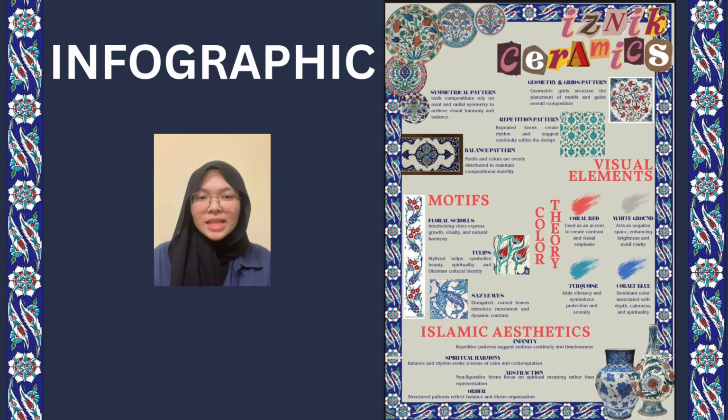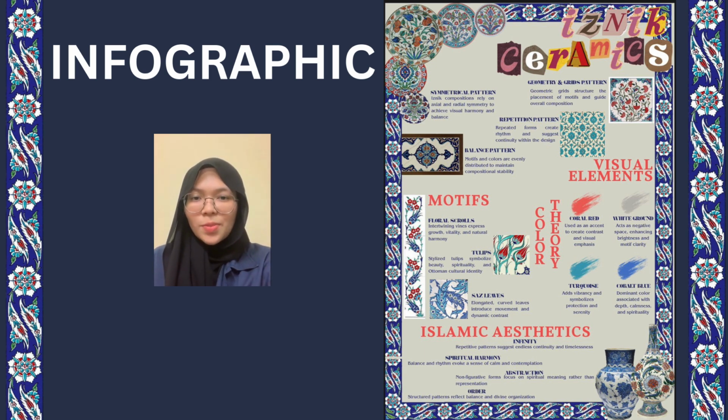Floral scrolls express growth and vitality. Tulips symbolize beauty and spirituality within Ottoman culture, and saz leaves introduce movement and dynamic contrast. Together, they convey spiritual meaning through abstraction rather than realism.